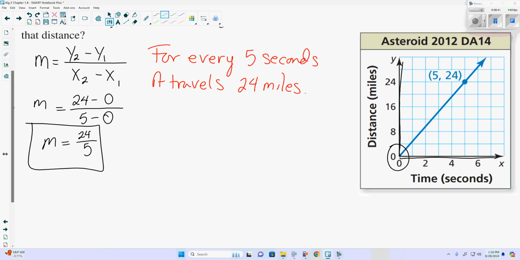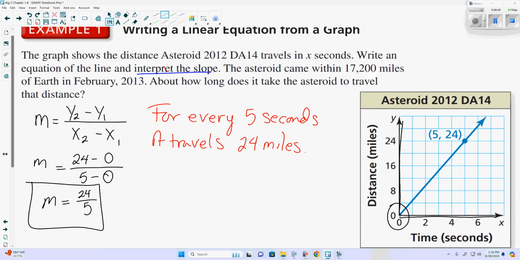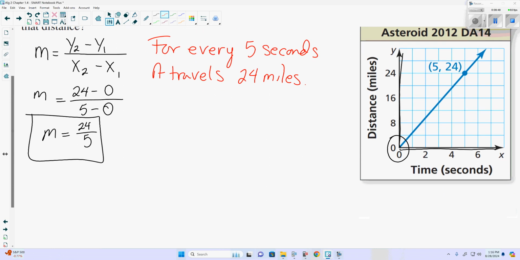Okay, so we look back up here. Interpret the slope. Done. Now we need to find the equation of a line. Yes? That part's done. We can box it. Now, we have two equations. We have point slope and we have slope intercept. Now we have the slope for both of them, that's fine. Now do we have the y-intercept?